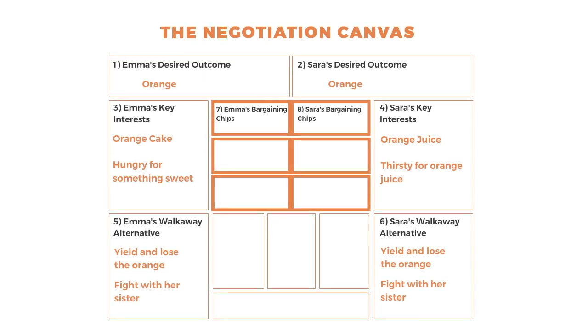Now we move on to bargaining chips, or what can each girl offer the other? Since Sarah's interest is to quench her thirst, what could Emma offer her sister to meet her interest?